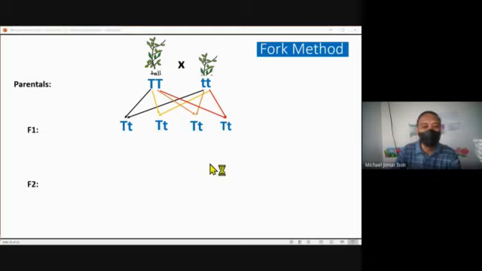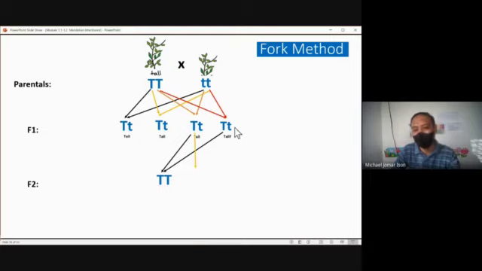Now, to get the F2 generation, you just get two of this F1 generation, and then you simply cross them together using the fork method. So this will be tall, this will be tall, and all of them are tall. The first combined with the first letter, you get a big T and a big T. The first combined with the second letter, you get a big T and small t. And then the second letter of the first parent combined with the first, big T and small t. And finally, the second and the second will be small t and small t.